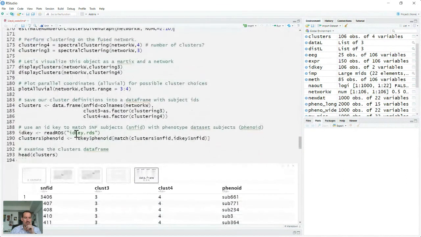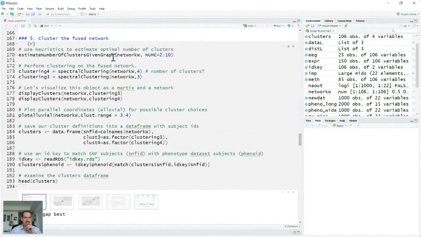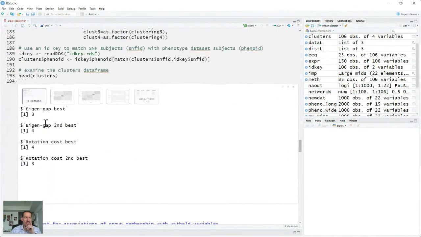So let's take a look at the first output. We'll go bit by bit here. We run the estimate of the number of clusters, and here is the R console output for that estimate. These measures, eigengap and rotation cost, are 2 measures. There are a lot of different measurements for identifying cluster similarity.